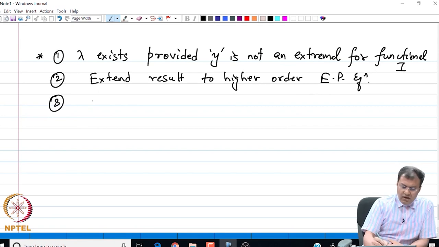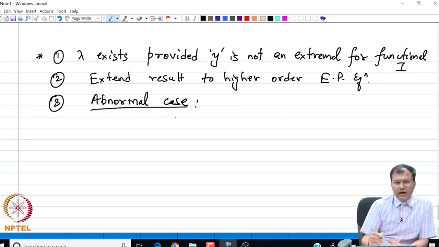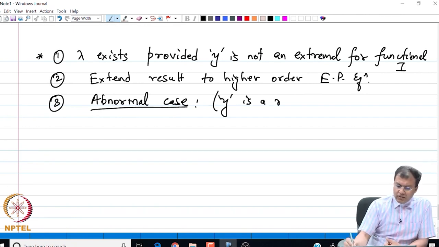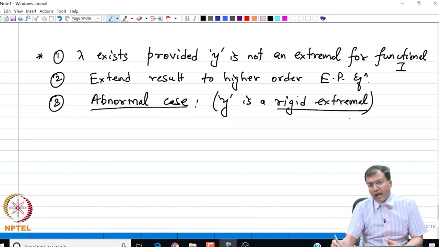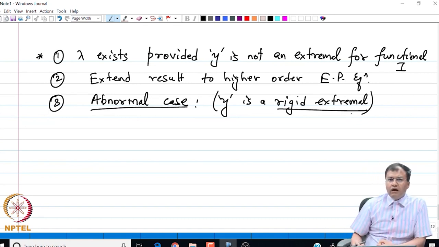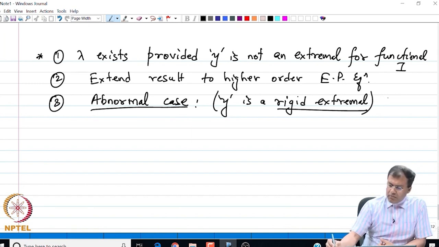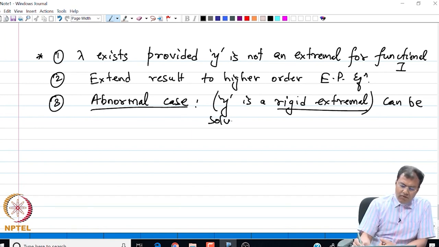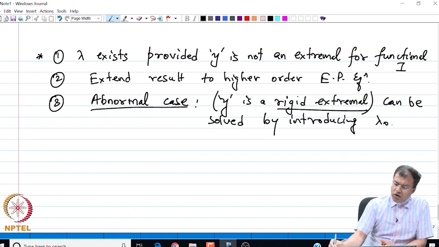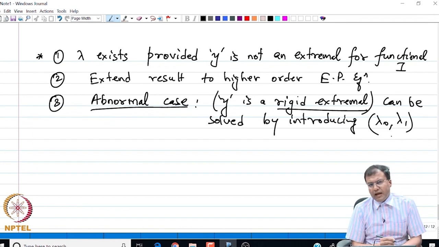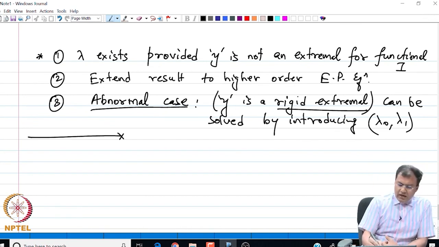Finally, how about the abnormal case? For the abnormal case scenario, like we have always done, we need to introduce two Lagrange multipliers, lambda 0 and lambda 1, which includes the case where y is a rigid extremal, not included in discussion 1. When I say rigid extremal, it means that y is an extremal for the isoperimetric constraint I of y. So the abnormal case can be solved by introducing a set of two Lagrange multipliers, lambda 0 and lambda 1. Let us quickly look at an example in this category.